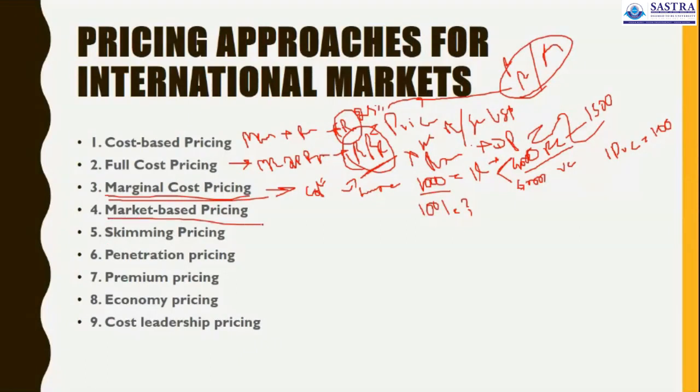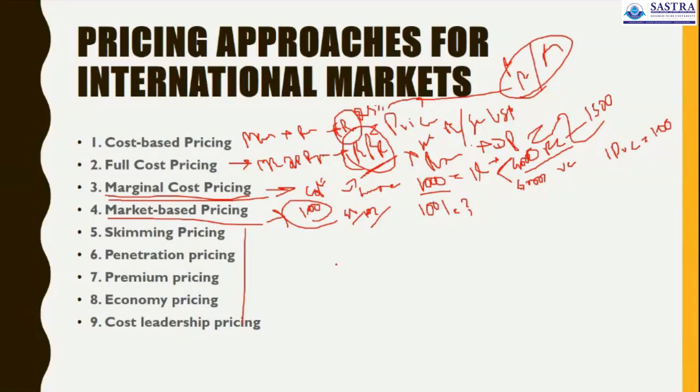Market-based pricing depends on the market condition; the pricing strategies are decided according to the market. For example, if the products are available in the market for 100 rupees, I am going to sell the product around 100 rupees, maybe for 98 rupees, one or two rupees close to 100 rupees. We call it market-based pricing.